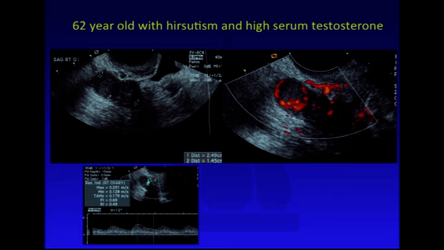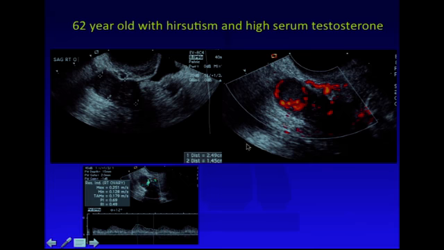Now, this is an interesting case. This was a 62-year-old woman with hirsutism and a high serum testosterone level. And when we do the ultrasound, the ovary is a little bit lobulated, but really not enlarged. And I think in this case, again, color Doppler, this is power Doppler, is very helpful to determine where the lesion is, because if you see this portion of the ovary, it's very vascular with low resistance flow.